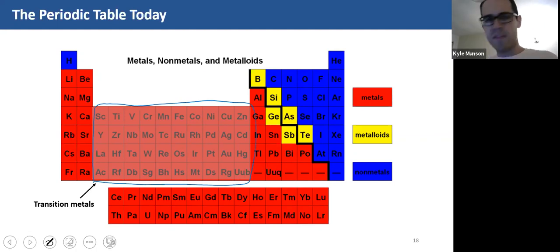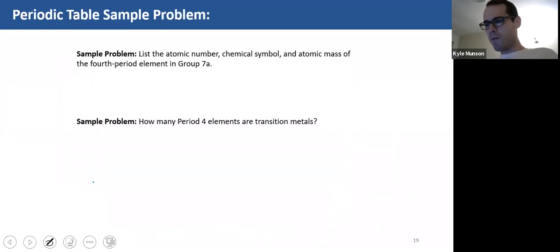Okay, so let's do some example problems. List the atomic number, chemical symbol, and atomic mass of the fourth period element in group 7A. All right, so let's grab out our periodic tables and let's do this together. So, group 7A. So I found that on my periodic table. I don't know if you can see this, but group 7A, I think it's going to be backwards for you anyway, which might be confusing. So sorry about that if it was, but group 7A, I see it here.